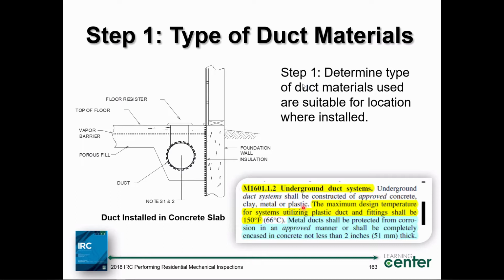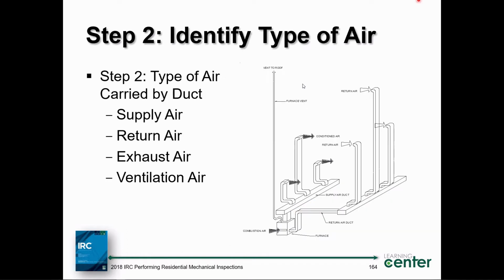Really? What about corrosion? But that's addressed right here. You've got to encase metal ducts with not less than 2 inches of concrete around the metal ducts. Or else what we see out there commonly in the field is plastic duct. It's that bluish color. They could be green, whatever, but they are actually labeled for underground use, buried under the slab accordingly.